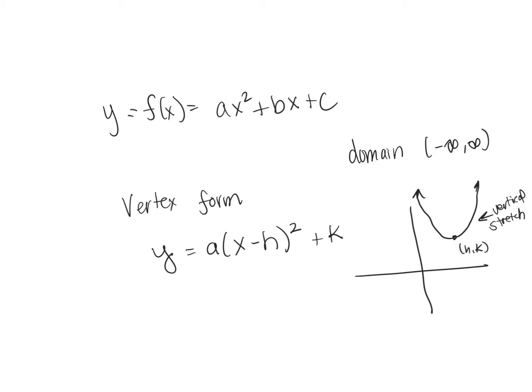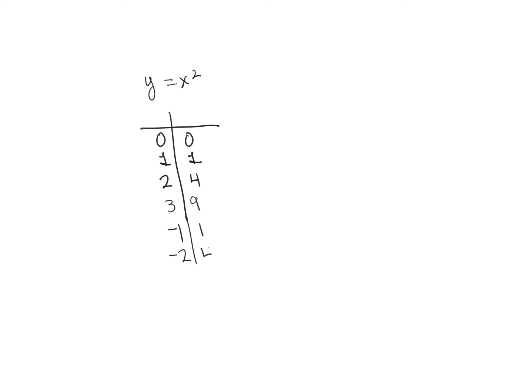When I graph these, what I like to do is know that y equals x squared is the very base family. If you put a 0 in, you get 0 out. If you put 1 in, you get 1 out. If you put 2 in, you get 4 out. If you put 3 in, you get 9 out. If you put -1 in, you get 1 out. If you put -2 in, you get 4 out. If you put -3 in, you get 9 out.